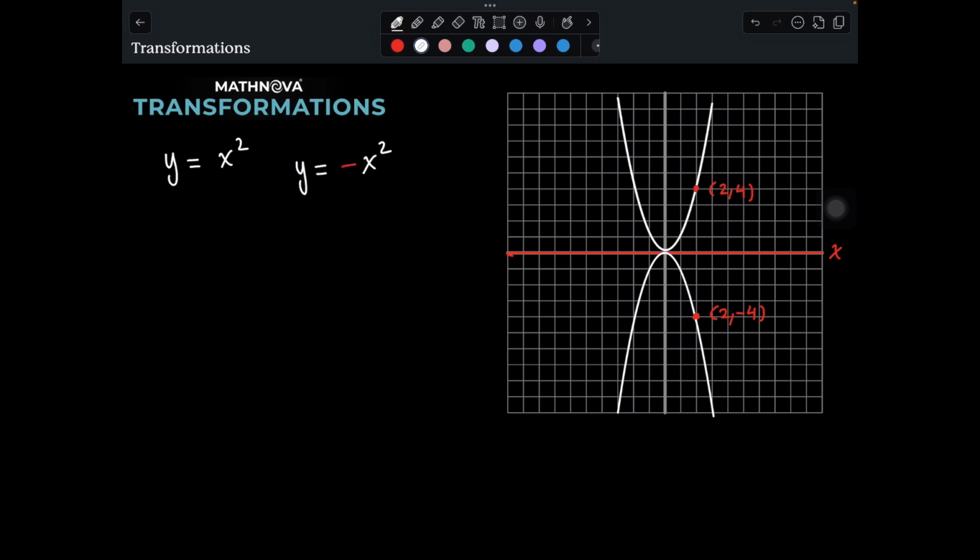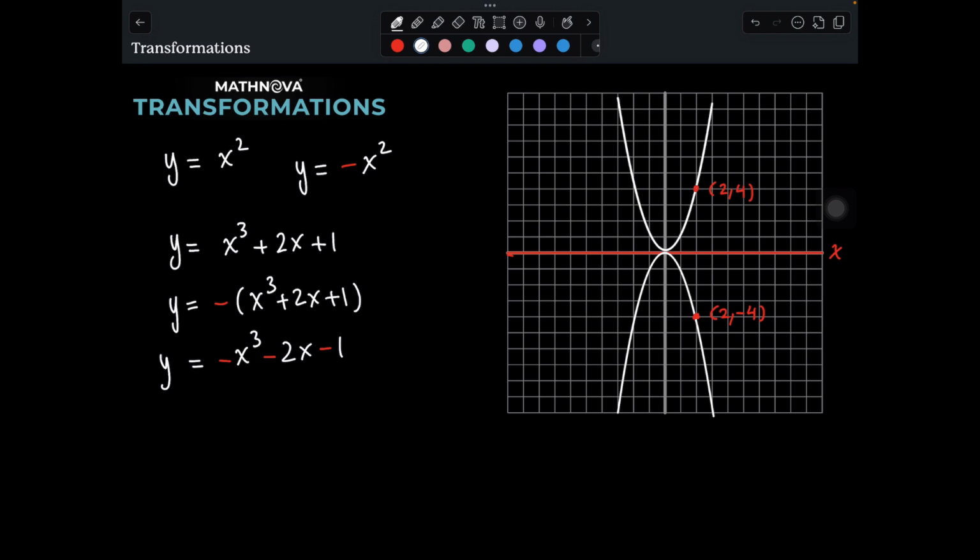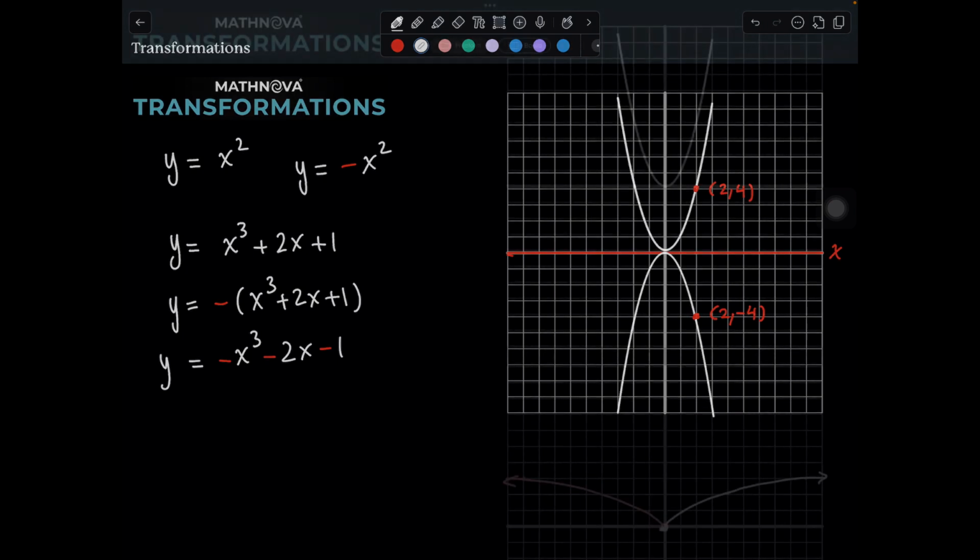Timesing the whole thing by -1 gets you a negative at the front, and it flips it across the x-axis. So whenever you want to reflect any graph across the x-axis, you just multiply the entire thing by -1 to make all of the y values negative. So I'll give you another example. So imagine we had something like this. All you do to reflect it across the x-axis is multiply the whole thing by -1. And then you can expand it, and you'll get this. So you can see how that negative has been applied to all of the terms in this graph.